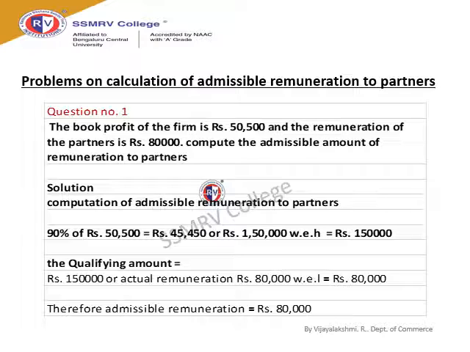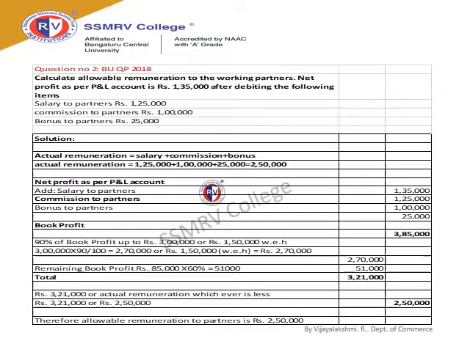Again, that 1,50,000 or the actual remuneration, whichever is less, will be considered. So 1,50,000 or the actual remuneration, which is rupees 80,000. The lesser amount is 80,000. Therefore, the admissible remuneration is rupees 80,000. Let us go to the next problem.